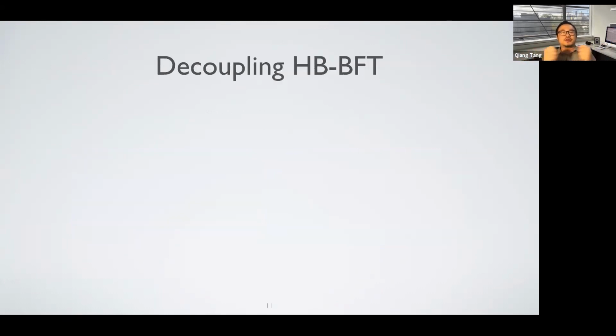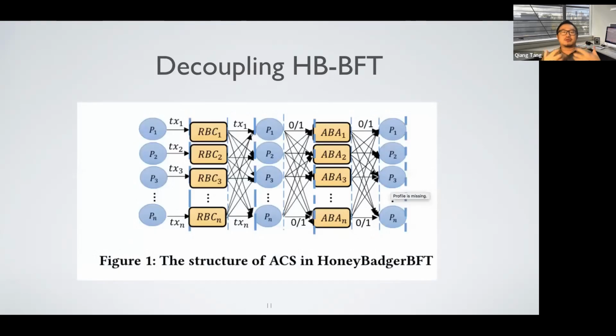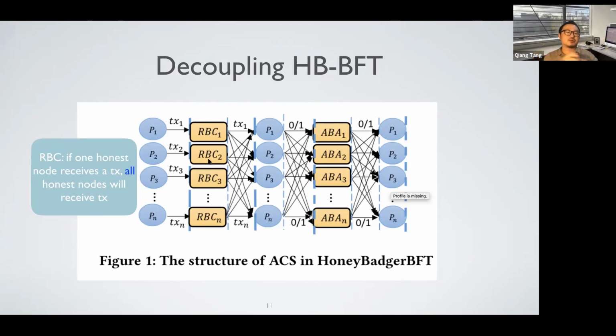If we peel off all the unnecessary complexities of Honey Badger BFT, the backbone is fairly simple. First, everyone broadcasts its own transaction to everyone using something called reliable broadcast, here called RBC. It's a special type of broadcast protocol that guarantees that if any one honest node receives a transaction, all honest nodes will receive it eventually. So it's just a variant of a broadcast protocol.